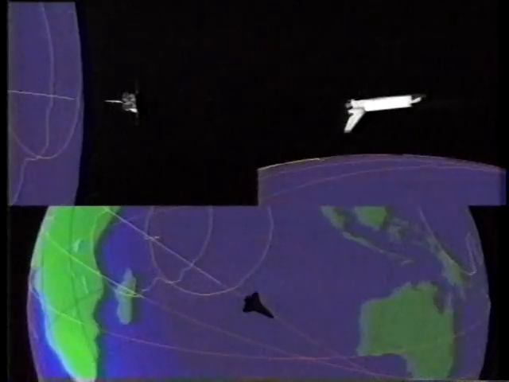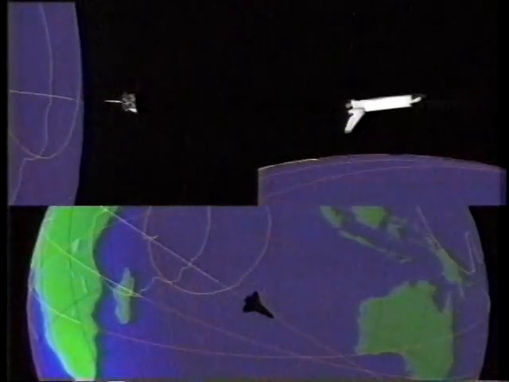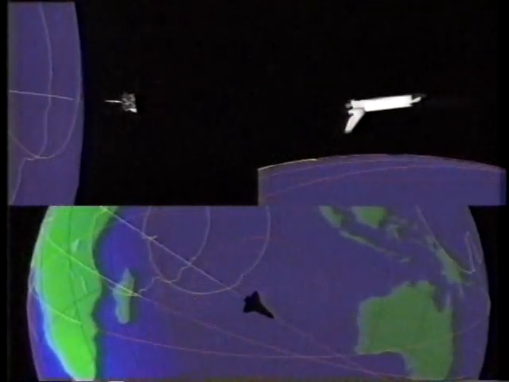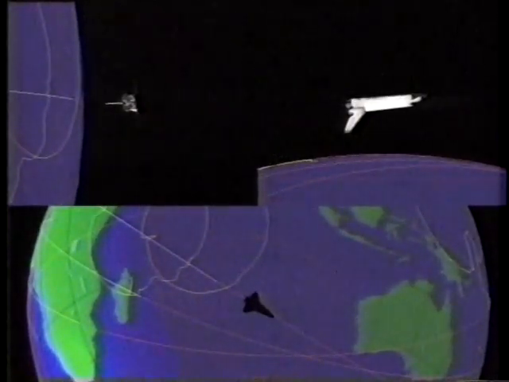Should everything go according to the plan, we would be at this point about 30 minutes away from opening the payload bay doors. We anticipate reacquiring voice and telemetry in just a few seconds through the Western Tracking and Data Relay satellite.